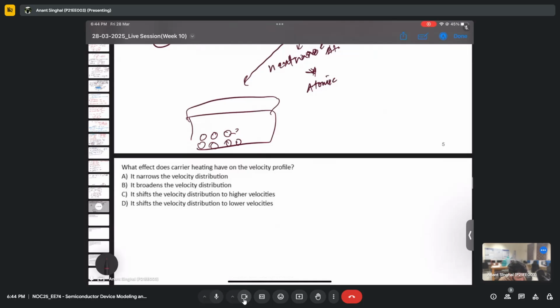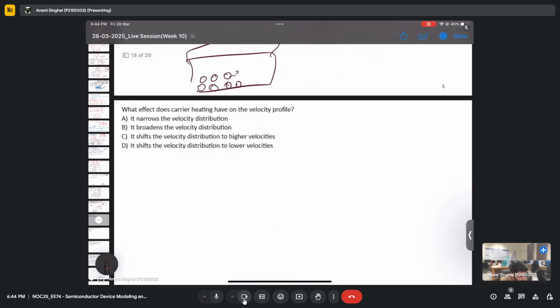So the next is, what effect does carrier heating have on the velocity? If you heat, we know that there will be more scattering. What will happen then? There will be higher velocity. The options say it narrows the velocity, broadens the velocity, or shifts the velocity. Let's take a very basic example. If we have silicon and heat it, there will be more scattering, so they will have a higher velocity. This is a very straightforward problem. It shifts the velocity distribution to a higher velocity.